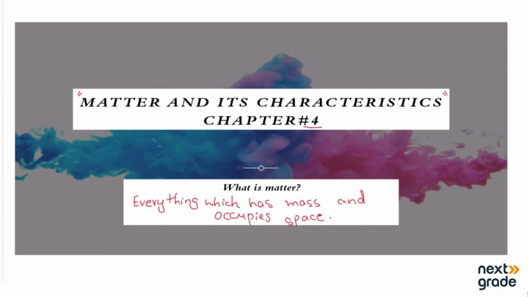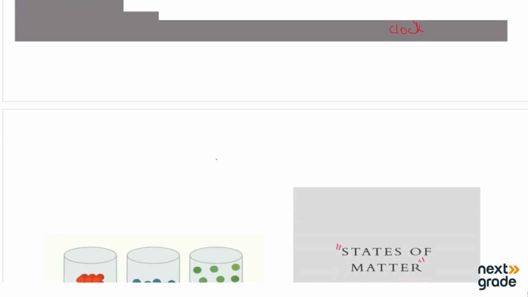Alright, you guys can see a lot of things around you. For example, if we take examples, we can see a chair is actually matter. We can see a computer, okay, that is also matter. We can say a clock, okay. All of these are examples of matter. Alright, so let's move on to the next slide.